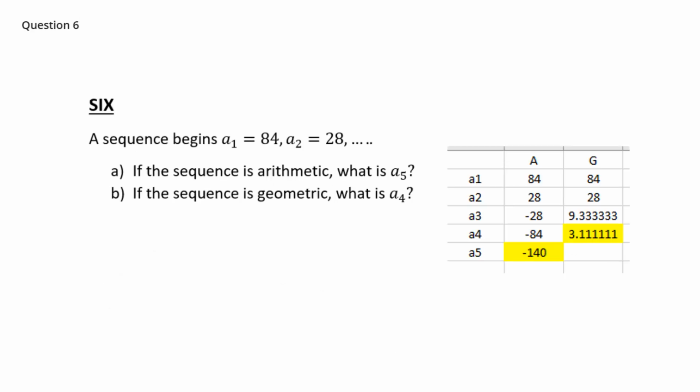Here you were talking about arithmetic sequences. There you're always subtracting the same number each time. So A5 is going to be minus 140. You're subtracting 56 each time. The geometric series, you're dividing by 3 each time. So the fourth term is going to be 28/9.